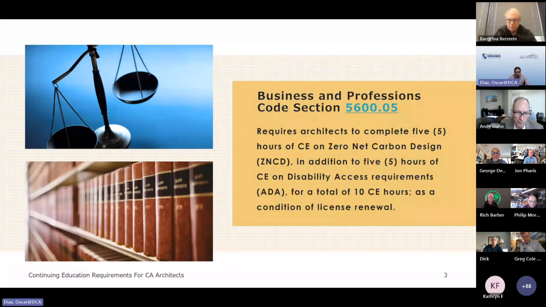Business and Professions Code 5600.05 requires architects to complete 5 hours of continuing education on zero net carbon design, in addition to 5 hours on disability access requirements, for a total of 10 hours as a condition of license renewal. This applies to all licensed architects, regardless of how long they have held a license. This law does not allow for any waiver or extension.